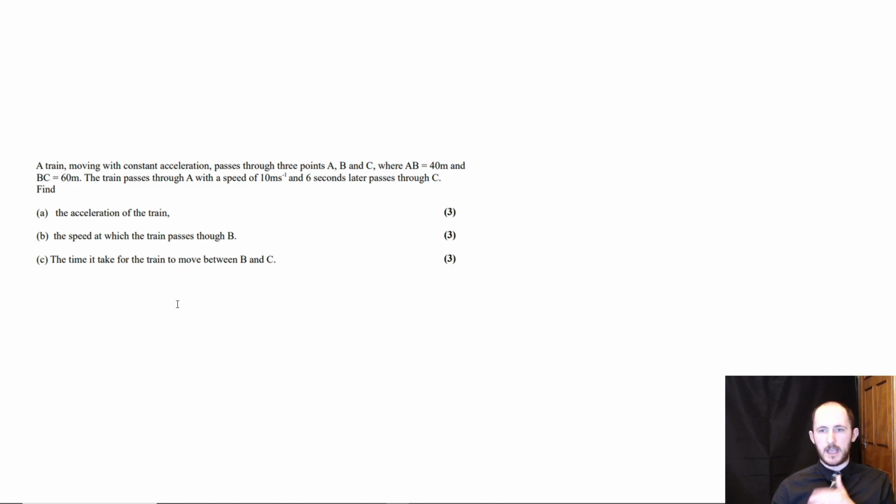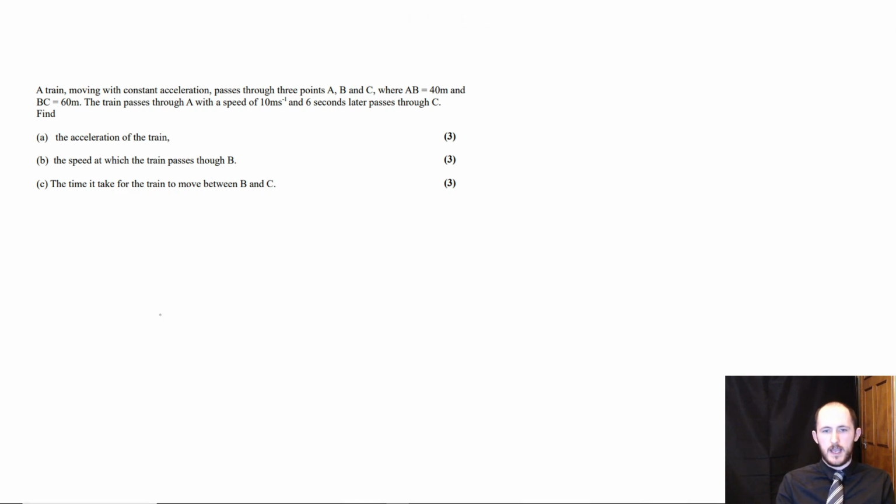So, again, we're going to use a diagram, because this is the only proper way to get all of the marks in a mechanics paper. Okay, drawing good diagrams is definitely what is required. So AB is 40 meters, and 60 meters.